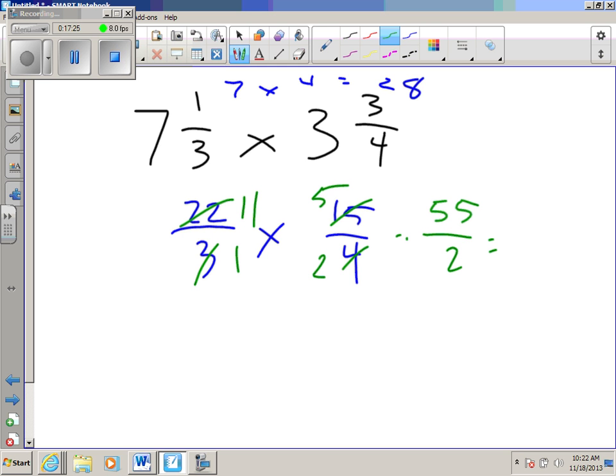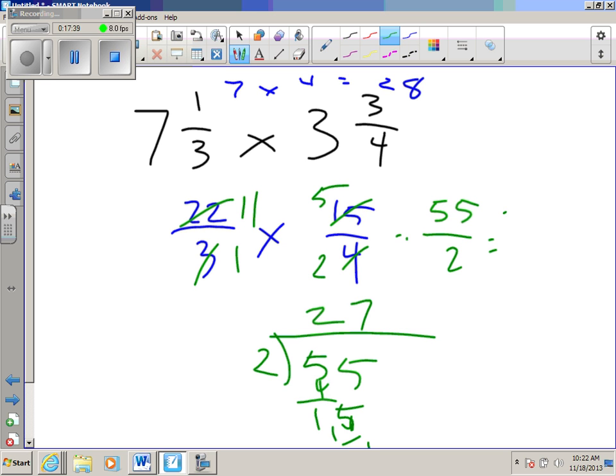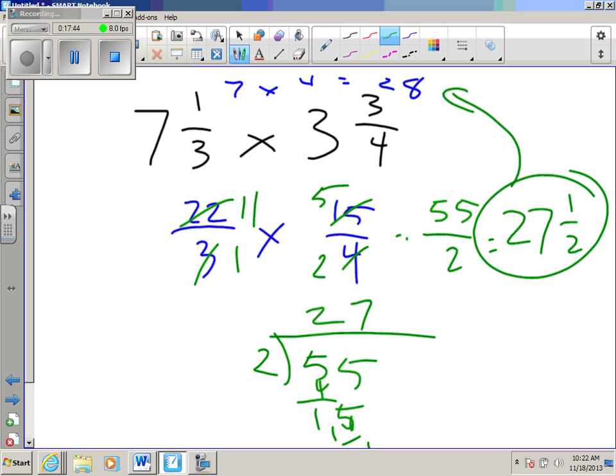55/2. If you don't know, then by all means, set it up. Okay? Set it up. If you can't do it in your head, that's okay. 2 times 7 is 14. Into 15 is 7. 1 left. 27.5. How does that compare to 28? Pretty good. No, 28 is just the estimate. 28 is just giving us the idea of what it should be, or where it should be. Okay?